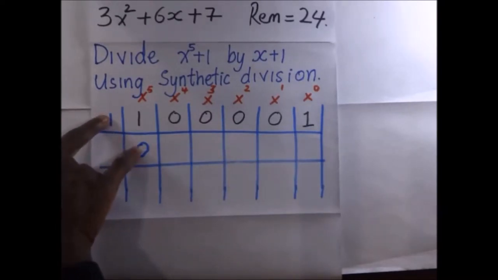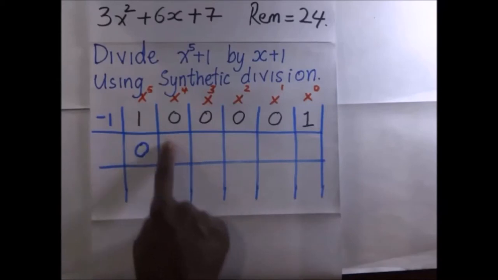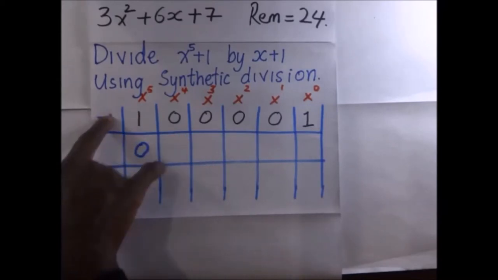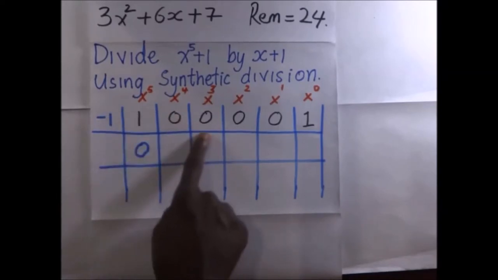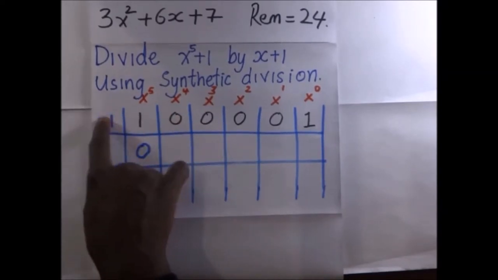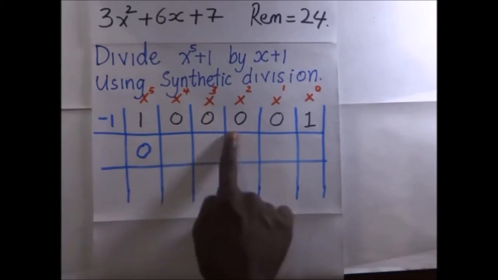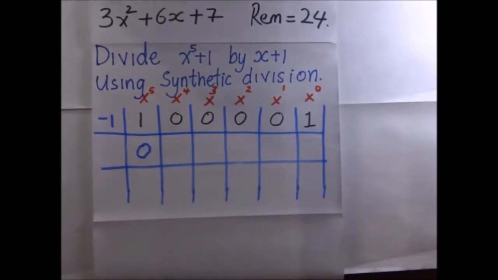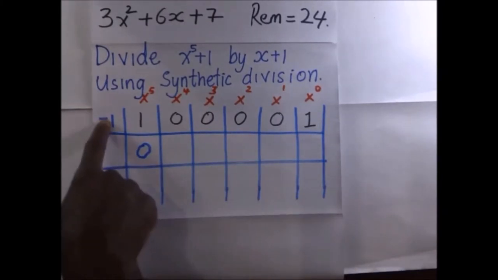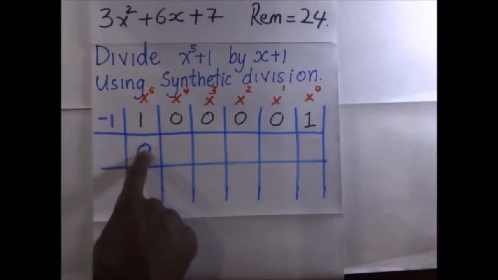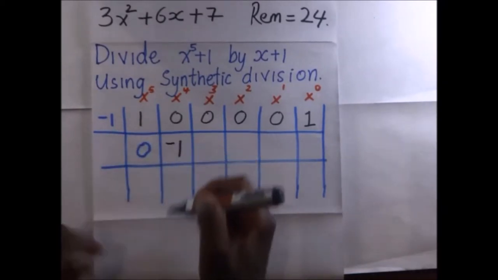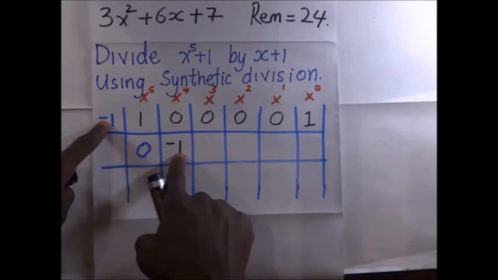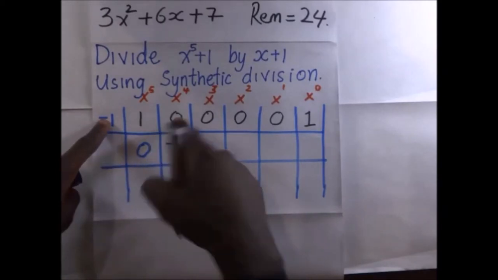This times that plus this times that gives us the next figure. This times that plus this times that gives us this. And so on and so on. So we start. Negative 1 times 0 plus negative 1 times 1 is going to give us negative 1. Negative 1 times negative 1 plus negative 1 times 0 is giving us 1.